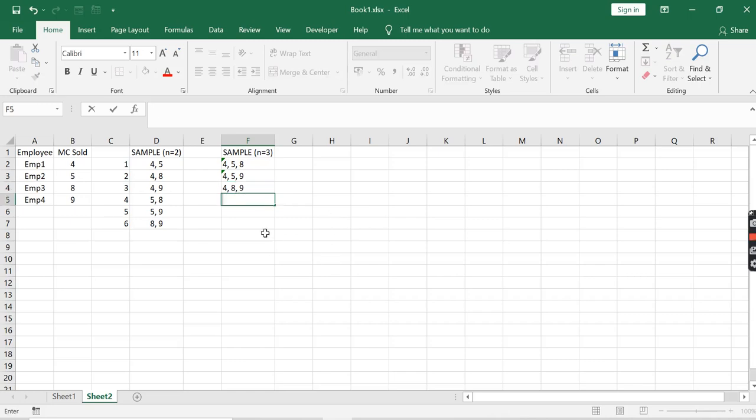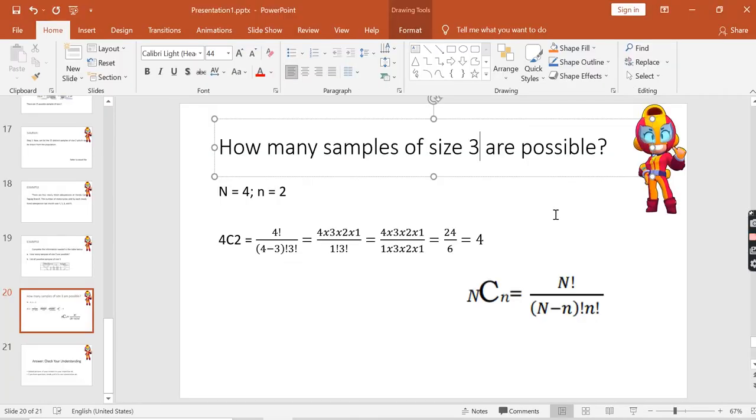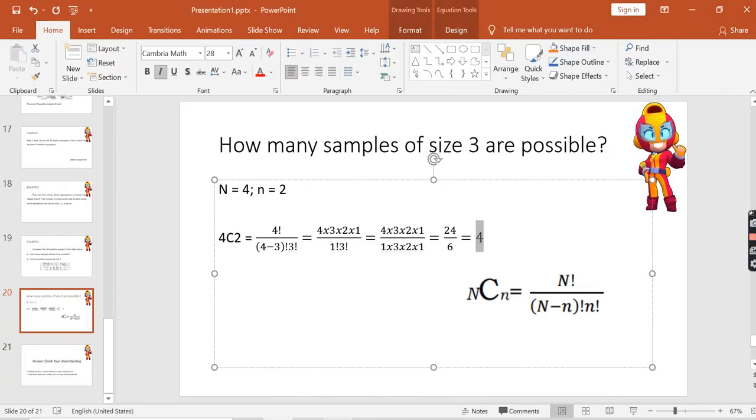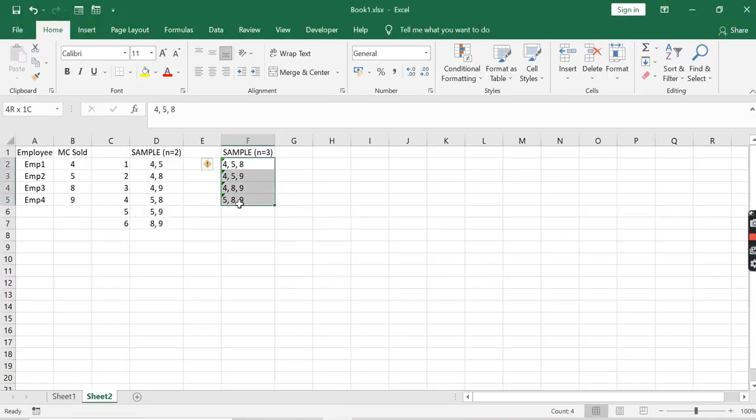Okay. What else? How about 4, 8, 5? No, right? Since we already have a pair here that represents 4, 8, 5, and that's 4, 5, 8. So the last pair would be, okay, very good, 5, 8, and 9. Okay, again, there are only 4 possible combinations. So these are the 4 possible combinations.